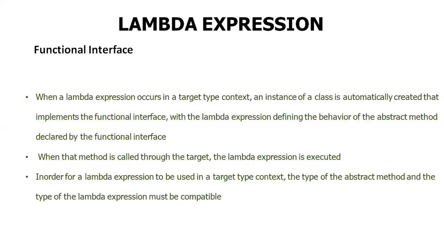When a lambda expression occurs in a target type context, an instance of a class that implements the functional interface is automatically created. The lambda expression defines the behavior of the abstract method declared by the functional interface. When the method is called through the target, the lambda expression is executed. In order for a lambda expression to be used in a target type context, the type of the abstract method and the type of the lambda expression must be compatible.